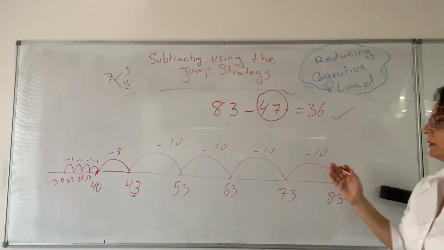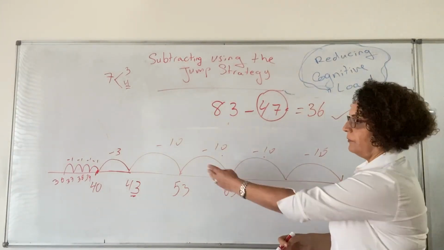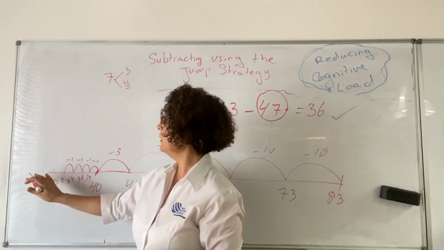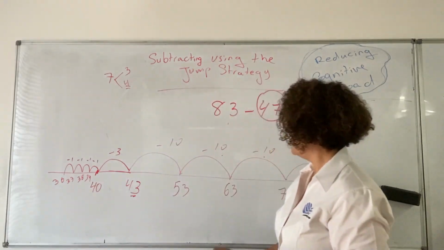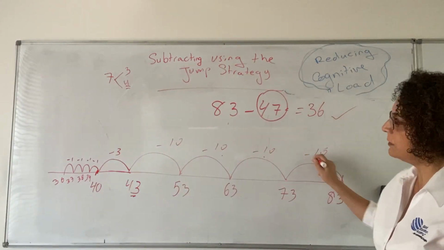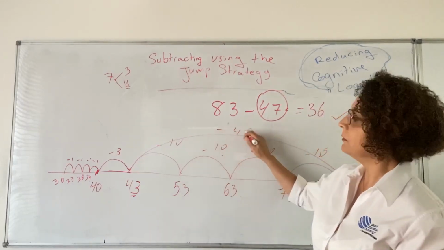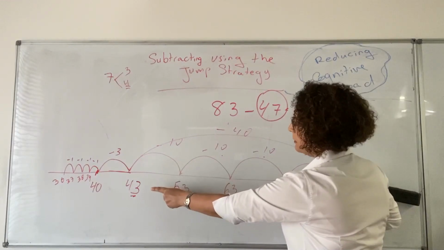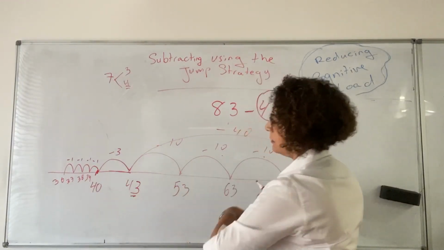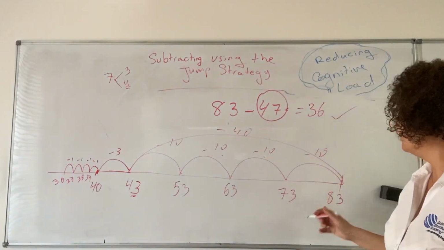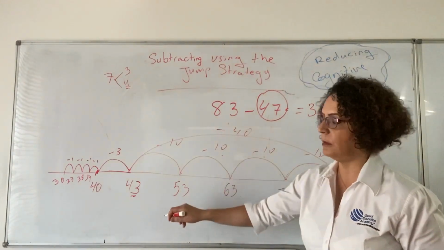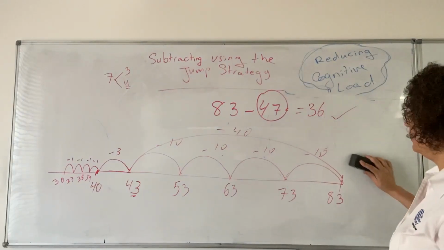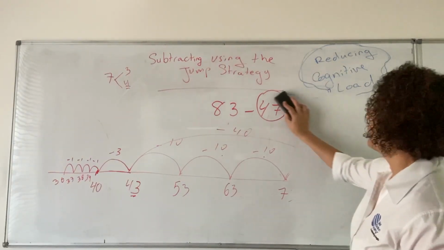And again, it's simple, it's easy. Take away the 40, 4 tens, and then take away 3, which takes you down to 40, and then another 4 ones. If students are comfortable to go for 40 altogether, that's fine. Some students are able to do that. So 83 take away 40 takes you straight away to 43. If they don't, there's nothing wrong with going 10 by 10. So that's another example of how to use the jump strategy for subtraction.